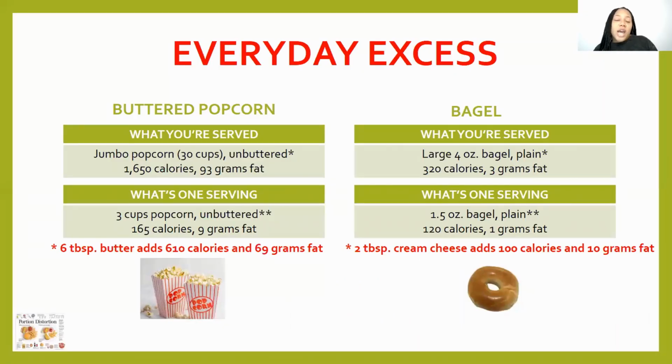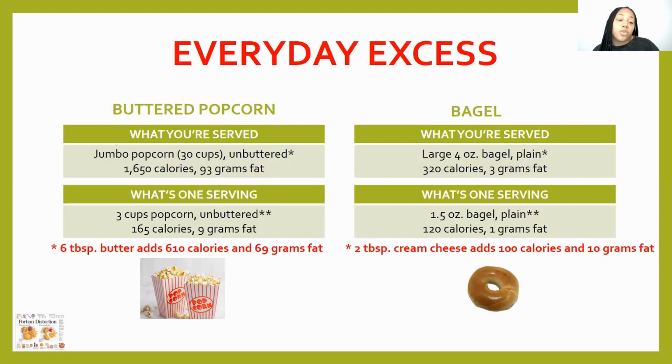So everyday excess, you've got buttered popcorn, right? Now, what we're usually served when we eat popcorn, we usually get a jumbo popcorn, which is about 30 cups, okay? And of course, I put unbuttered, but some jumbo popcorn that we're served is about 30 cups. And as I said before, it's unbuttered. That is 1,650 calories and 93 grams of fat.